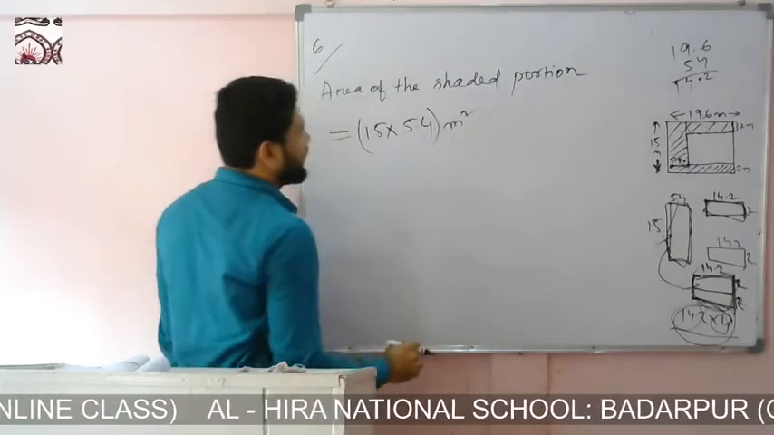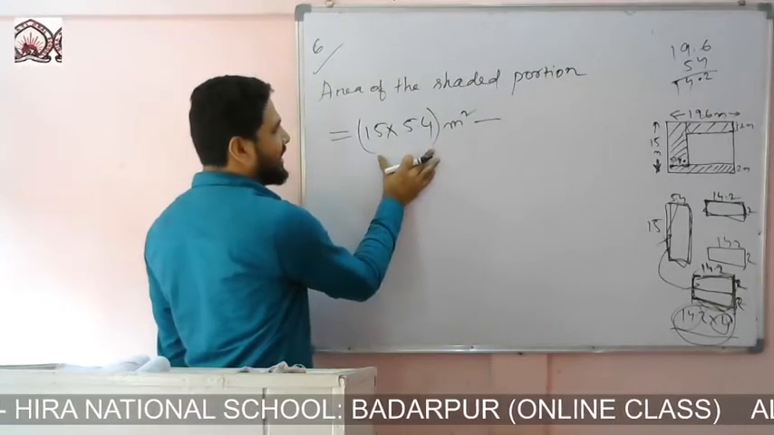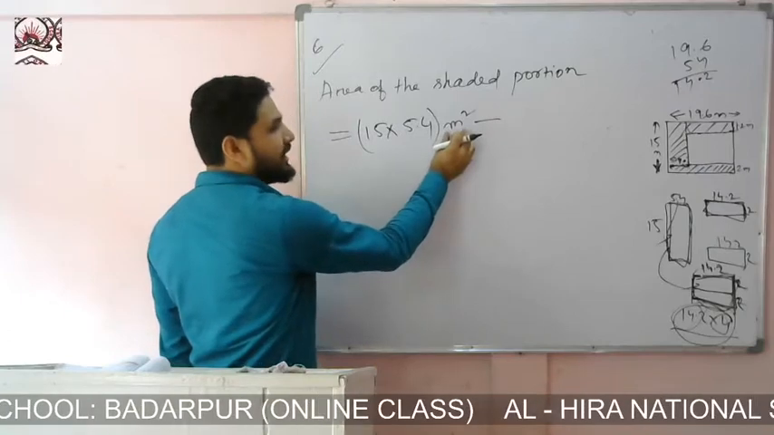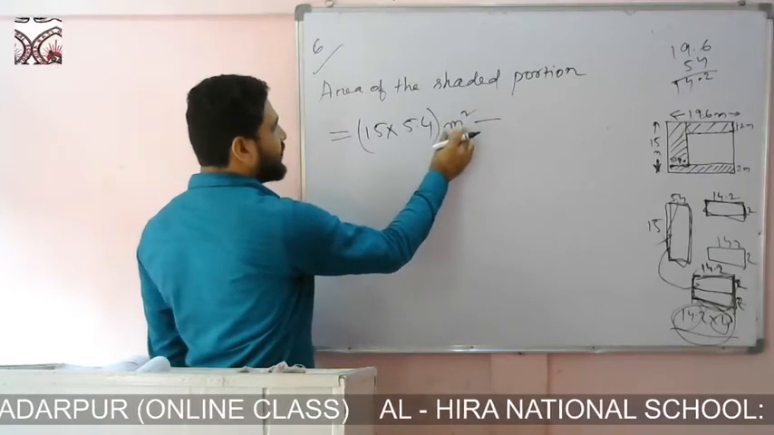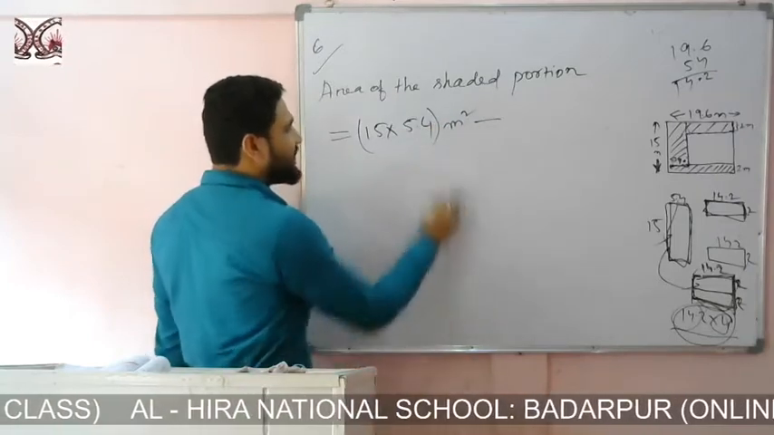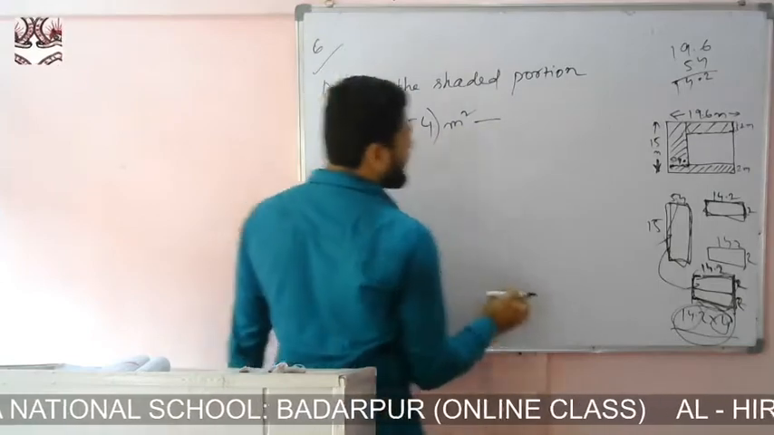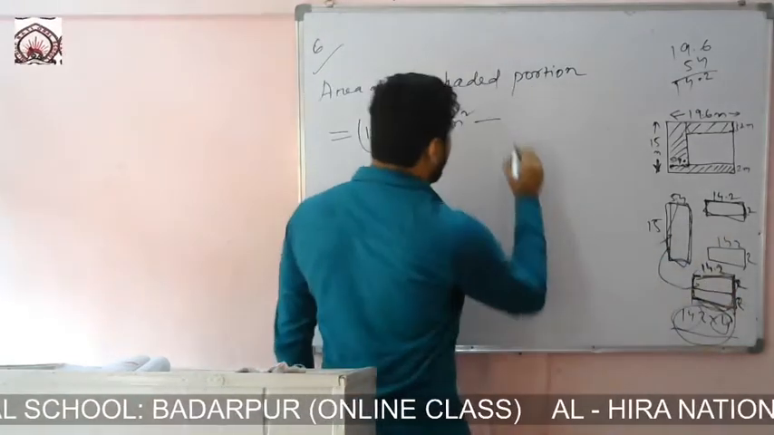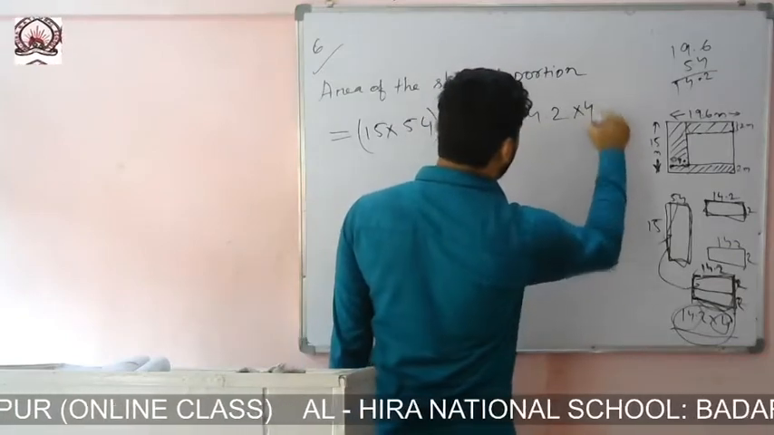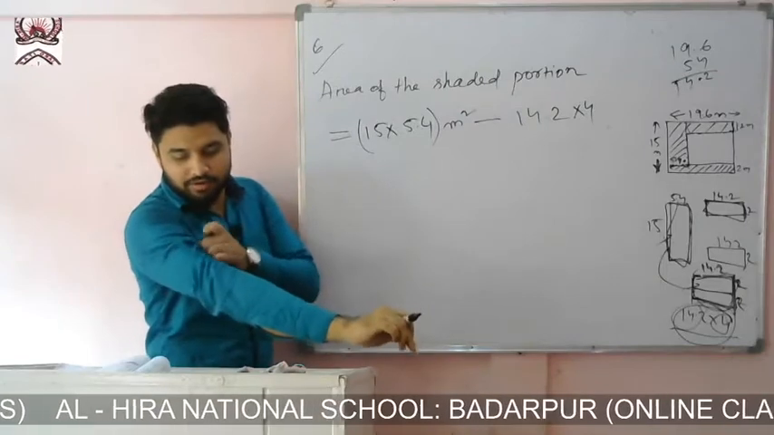So meter square. Whenever we are going to find the area of any rectangle or any square or anything, we have to put the unit as square. That means we always put square unit. If meter, then meter square. If centimeter, then centimeter square. Now you see this portion will be 14.2 into 4. So that will be what?